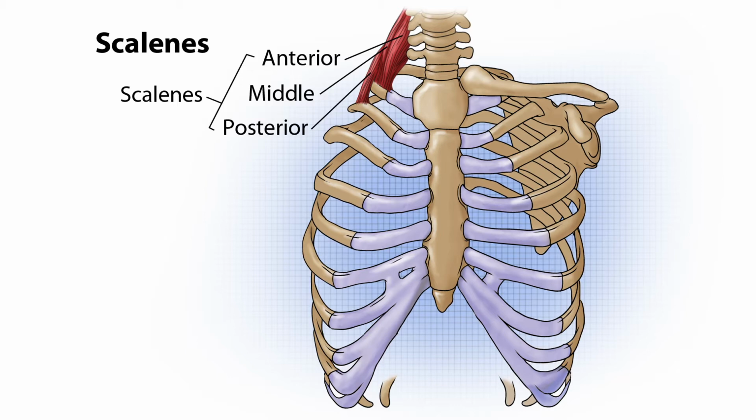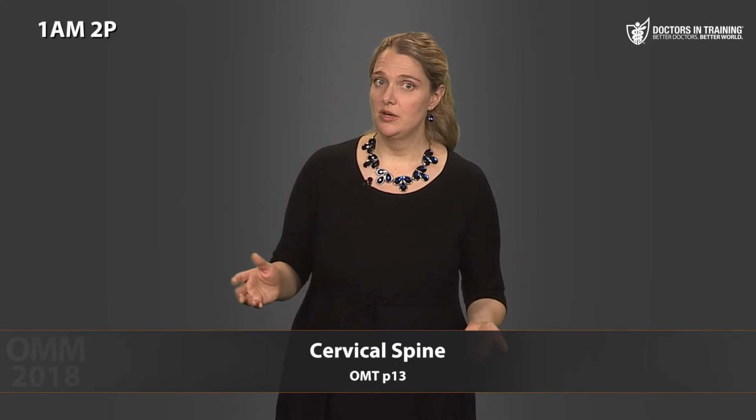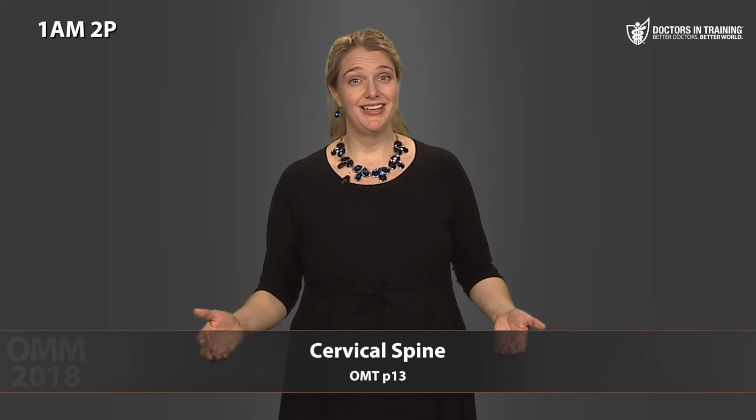There are a few key muscles to really know for the cervicals. First, the scalenes. They're the anterior, middle, and posterior scalenes that originate on the transverse processes of C2 through C7 and insert on the first 2 ribs. Anterior and middle scalenes insert on the first rib, and posterior inserts on rib 2. A great way to remember this is saying, I get up at 1 a.m., 2 p.m. 1, first rib; a.m., anterior middle; 2p, second rib, posterior.